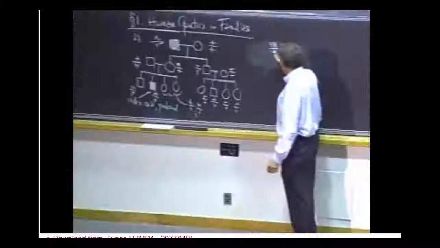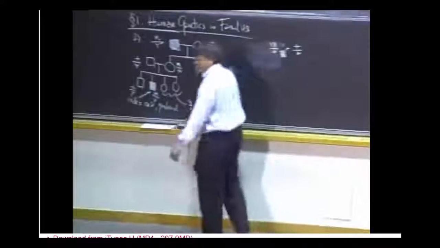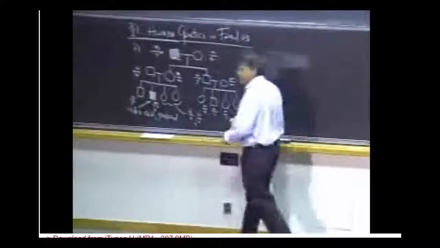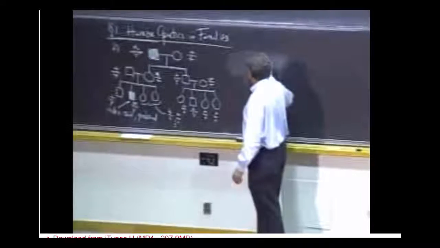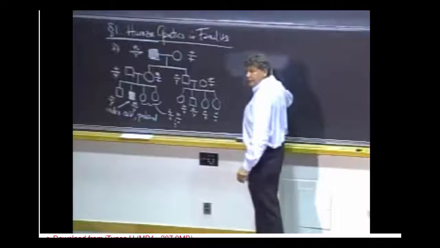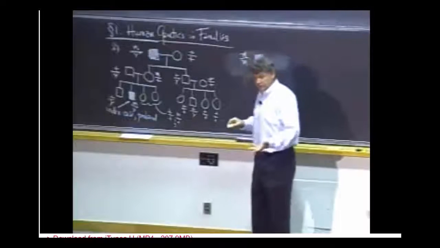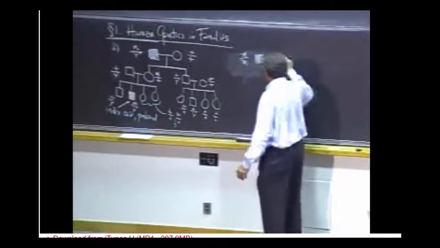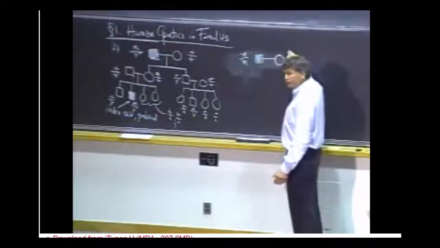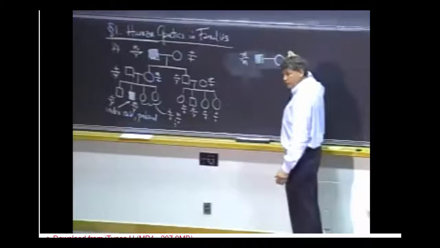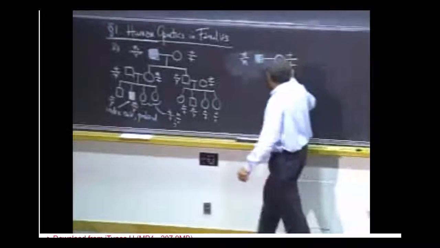Oh, so wait, hang on. Could this be M over plus and that person be affected? It's got to be M over M, right? So mutant over mutant. But that's possible. Yeah, okay. So what would this person be? Plus over plus, let's say.